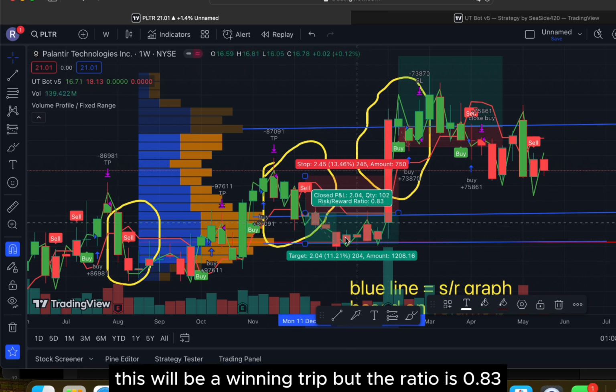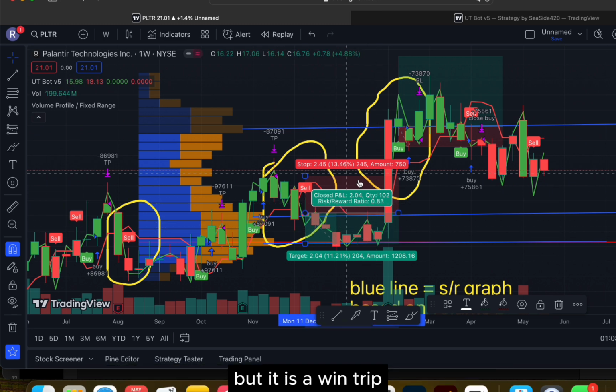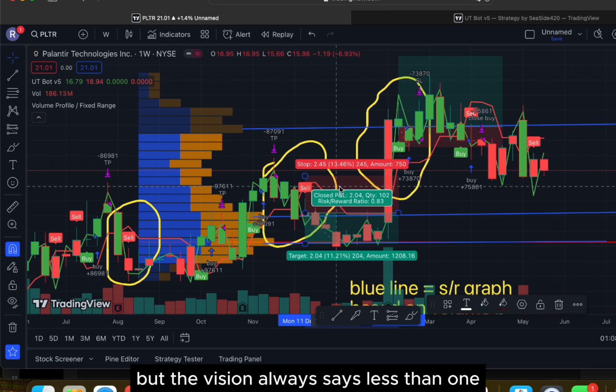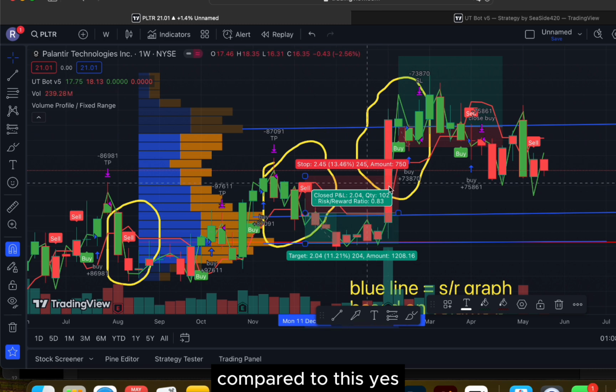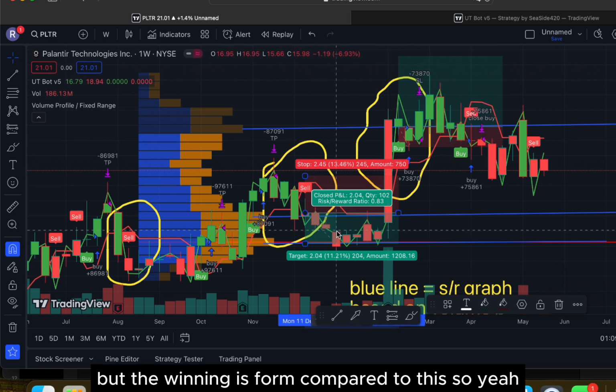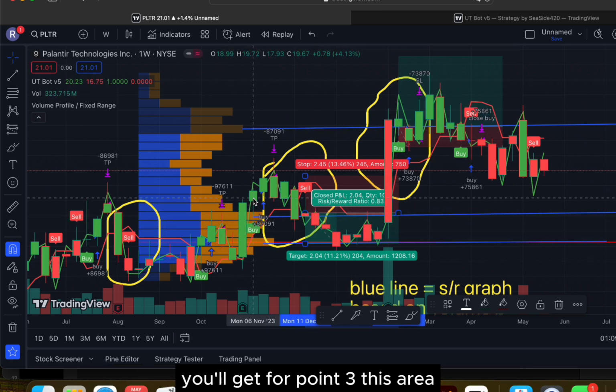This will be a winning trade, but the risk reward ratio is 0.83, meaning that we will get a reward lesser than the risk. It is a winning trade, but the risk reward ratio is less than 1, so it means that the earning possibility is lesser compared to the previous one, but the winning is firmer compared to this. So yeah, this is point 2, and lastly we'll look at point 3 in this area.